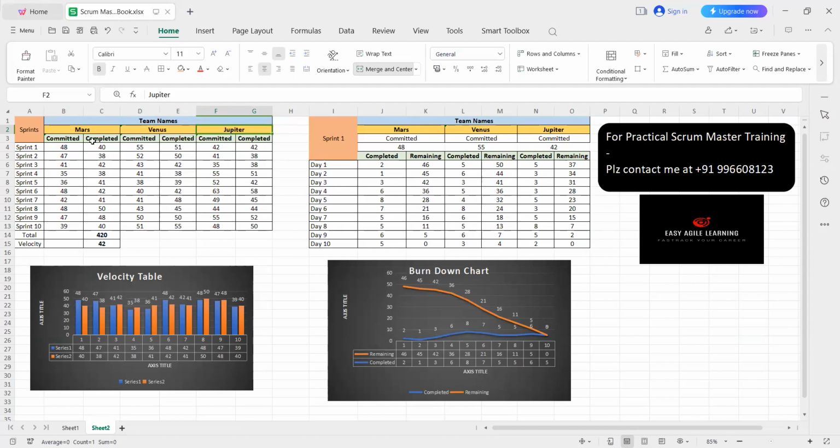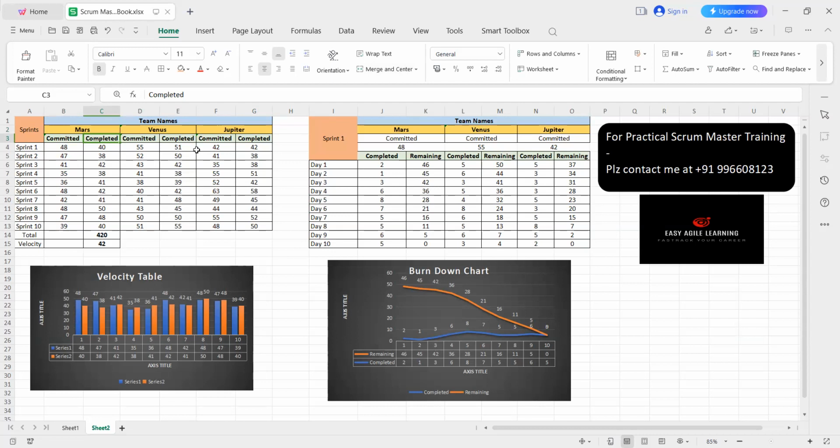So you have committed a list of story points and completed list of story points. So each team has the set of committed and completed story points. So this is the basic format and this is most commonly used. If there are any confusions, majority of you can simply depend on this format.